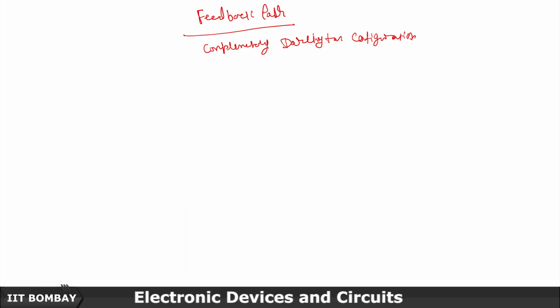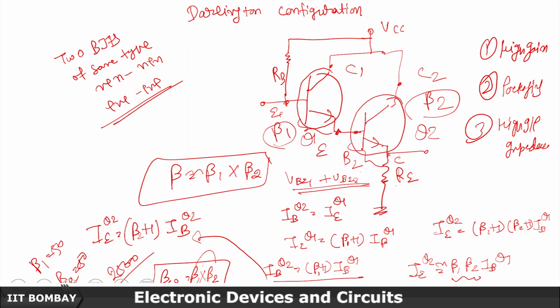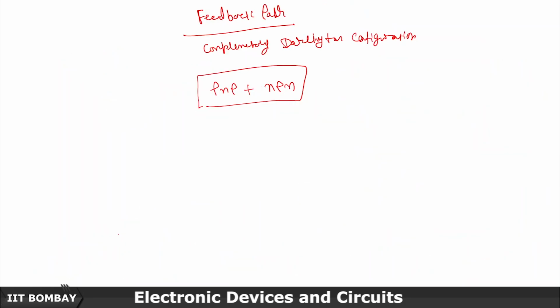It is basically a combination of PNP plus NPN configuration. This is different from this one, where both are the same. What I have shown here is the NPN plus NPN case, and this is the PNP plus NPN case, complementary. So hardly there is any difference. The only difference here, in this PNP case or NPN case, is that the output of this is going here.